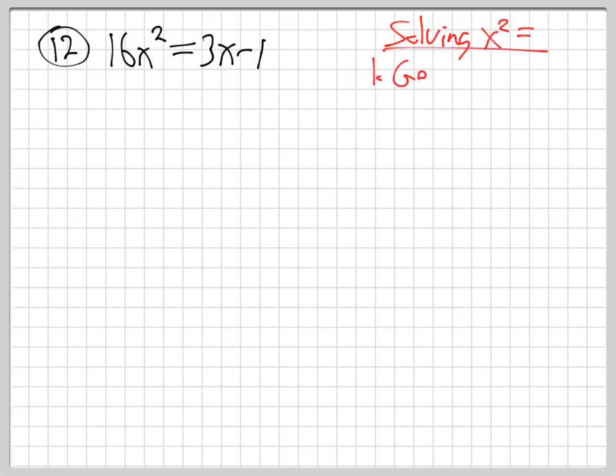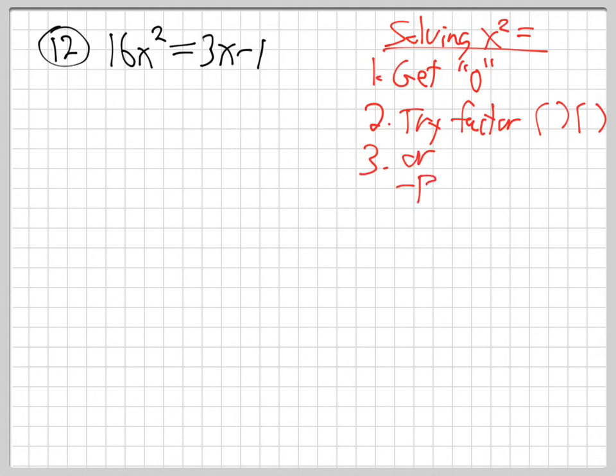First step, get a 0. Second step, try to factor. You know, like with the 2 parentheses. Step 3, or you could use the negative b plus or minus the square root of b squared minus 4ac all over 2a. So that's the game plan. So anytime you see an x squared equation, that's the game plan.